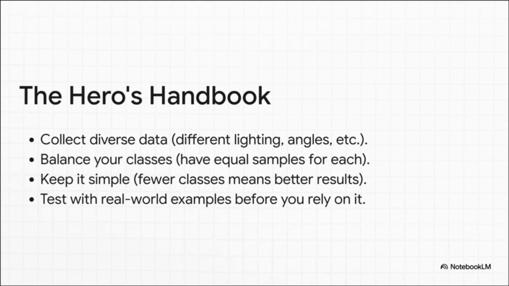First, we already know this one, diverse data is king. Second, balance your classes. This just means if you give it 100 pictures of cats, you should also give it about 100 pictures of dogs. Don't do 100 of one and only 10 of the other, or it'll get biased. Third, keep it simple, especially at first. Get that quick win. And finally, always test with brand new, real-world examples to see how it actually does out in the wild.